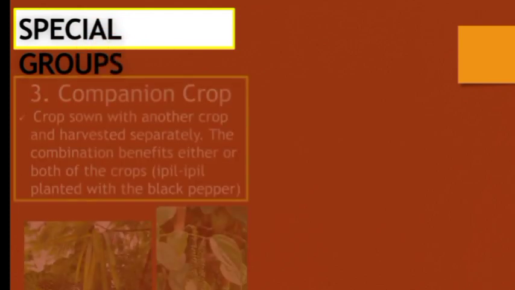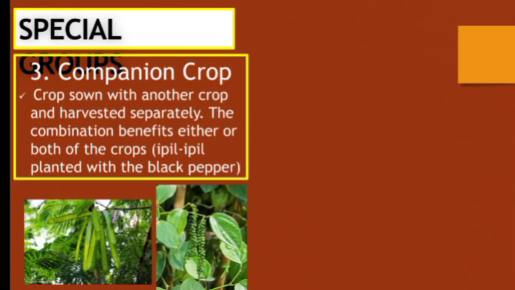For the third, we have companion crops. So from the word companion, they need each other, or grow together. So crops sown with another crop and harvested separately. So the combination benefits either or both of the crops, like ipil-ipil planted with the black pepper.